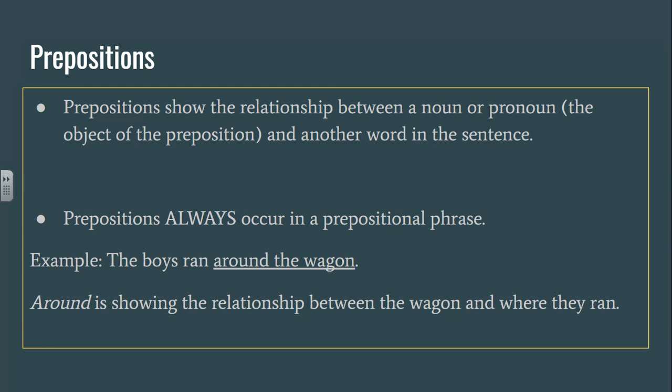All right, here's the definition. Prepositions show the relationship between a noun or pronoun, that's called the object of the preposition, and another word in the sentence. So that definition actually sounds a little bit more challenging than it really is. You can always find a preposition because a preposition always has to be in a prepositional phrase. So here's an example. The boys ran around the wagon. Around is the preposition. Around the wagon is the prepositional phrase. Around is showing the relationship between the wagon and where the boys ran.